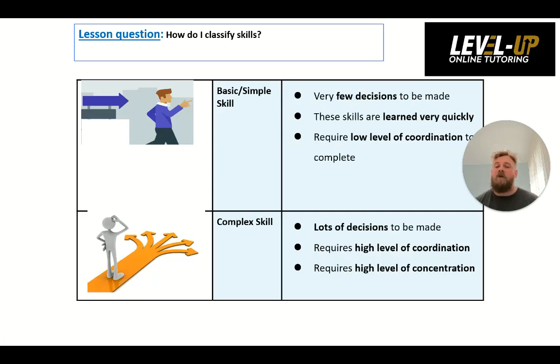We have basic or simple skills. So these are skills where very few decisions need to be made. These are skills which can be learnt very quickly and they require a low level of coordination to complete. And then we have complex skills. So lots of decisions need to be made. They require a high level of coordination and a high level of concentration.